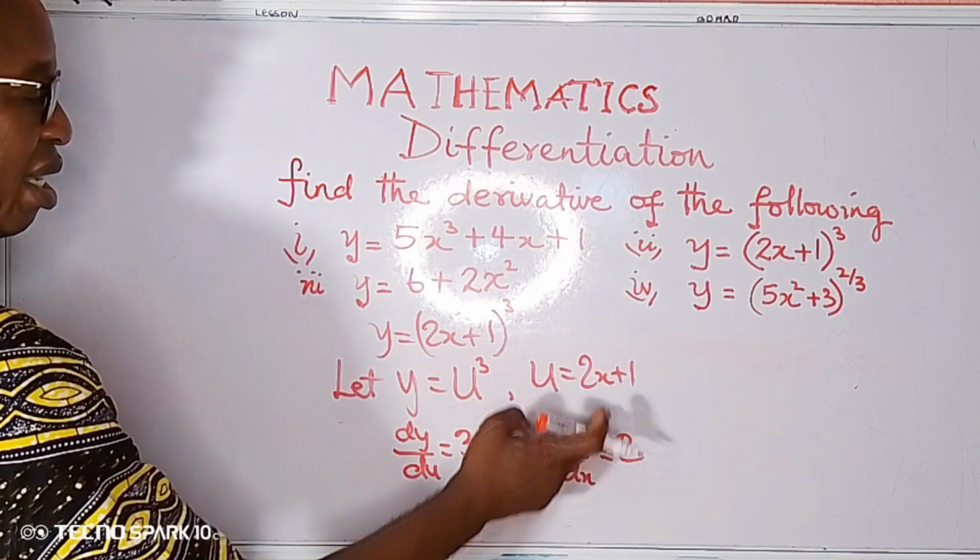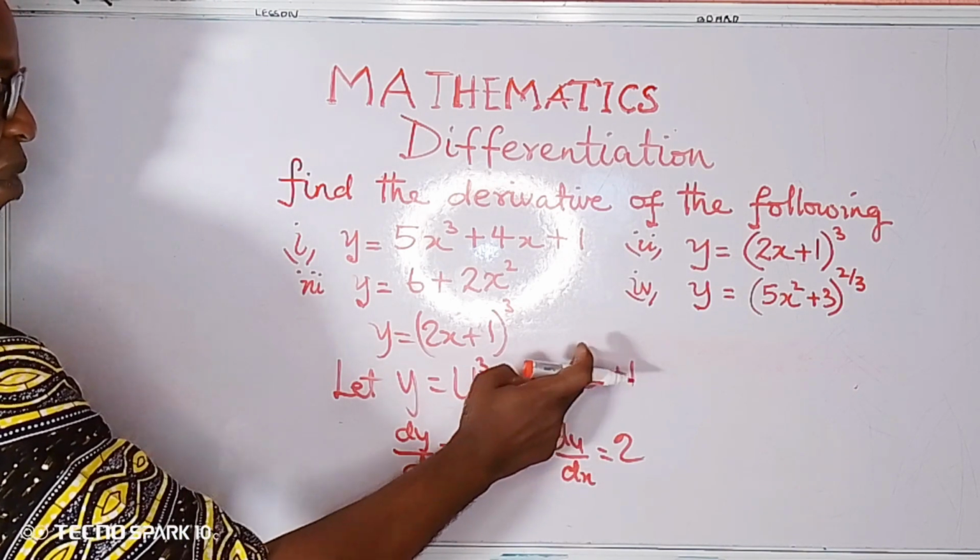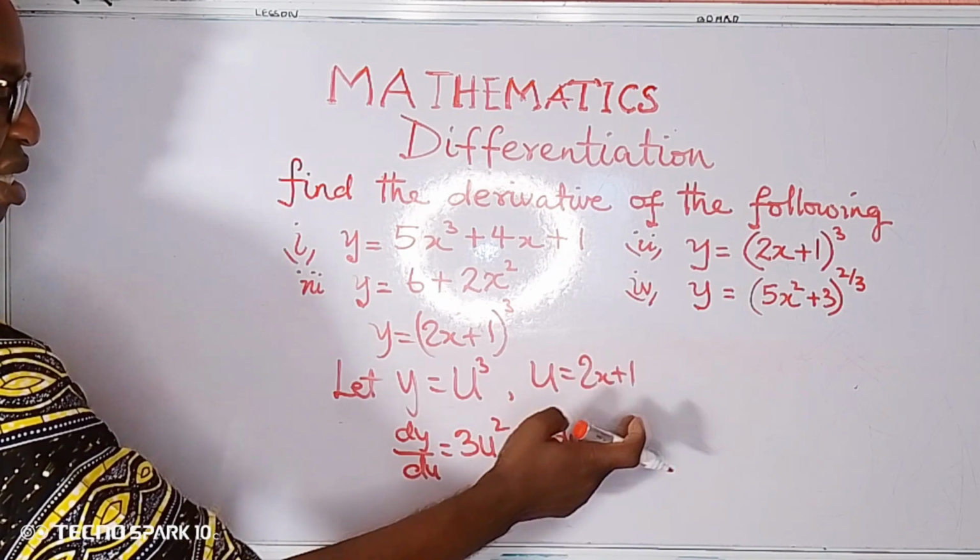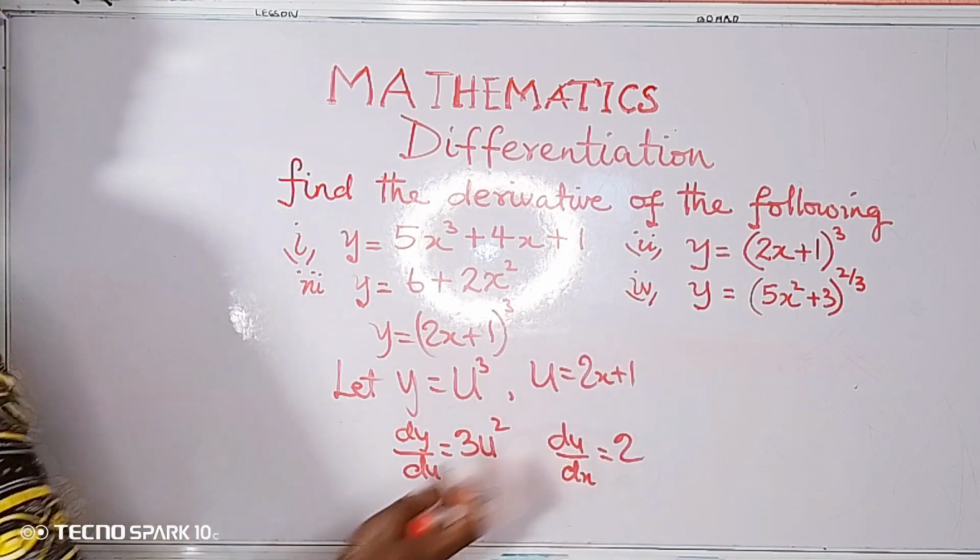How did we get this? Of course, there's a power here. X is raised to power 1. 1 multiplied by 2 will give you 2. 1 minus 1 is 0. X to the power 0 is 1, multiplied by 2. That will give you what?